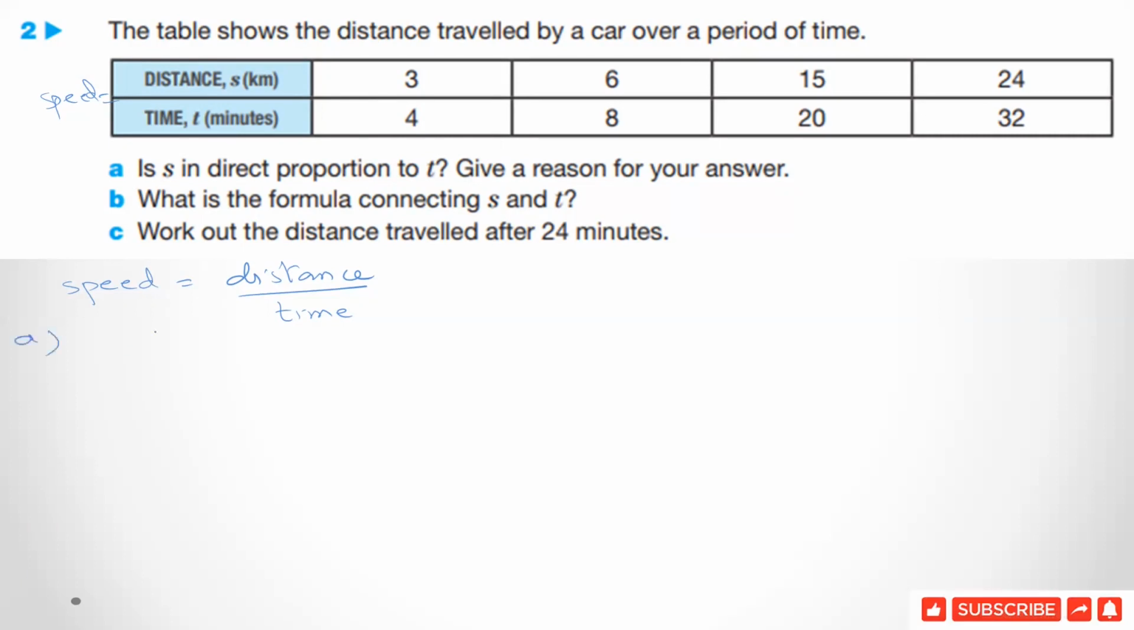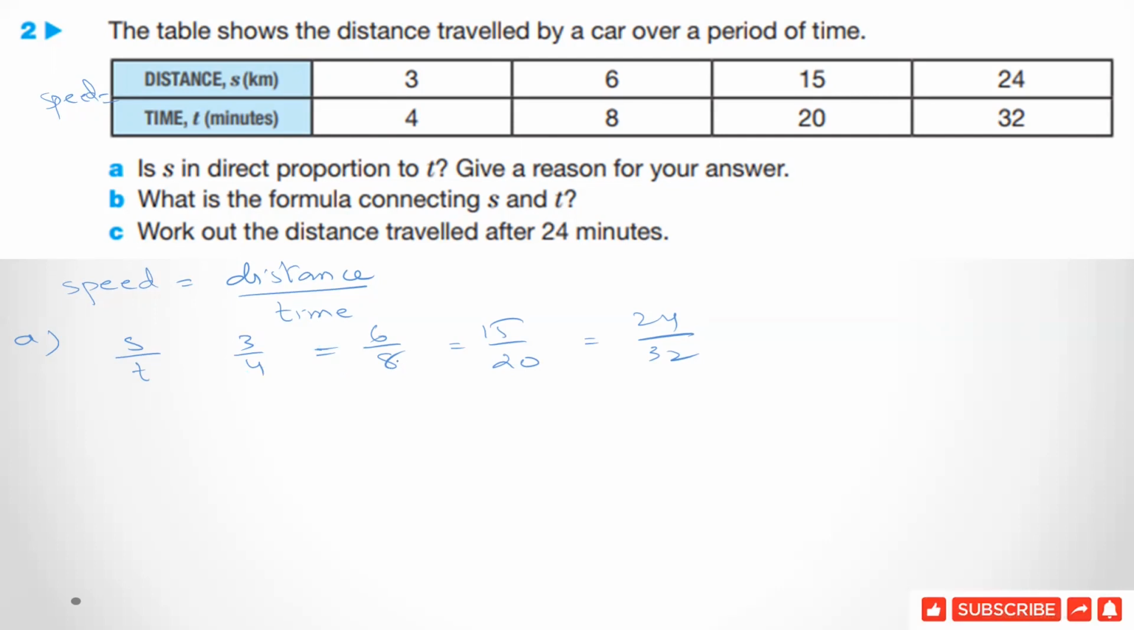You guess now what we have to do? A part. Is S in direct proportion to t or not? So what we do is divide distance S by time. So we check 3 by 4, 6 by 8, 15 by 20, 24 by 32, and check whether these are equivalent fractions or not. 3 by 4 is the simplest form. We check that all fractions are equivalent to 3 by 4 or not.